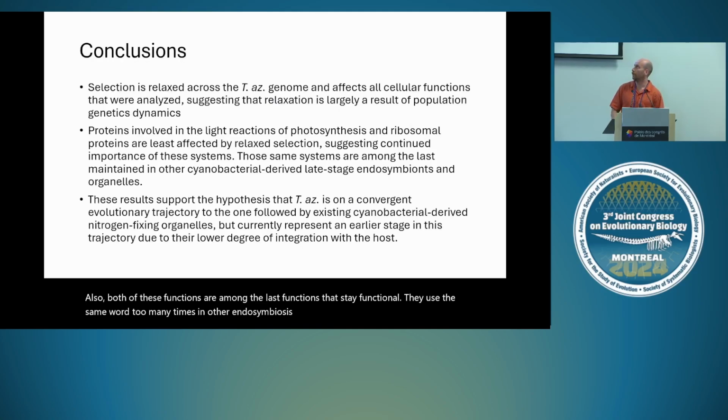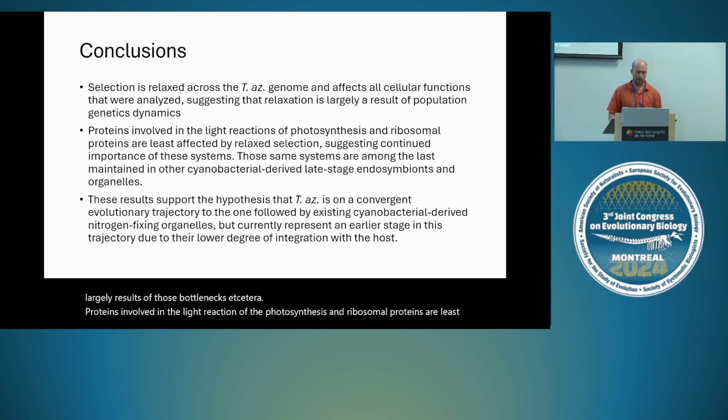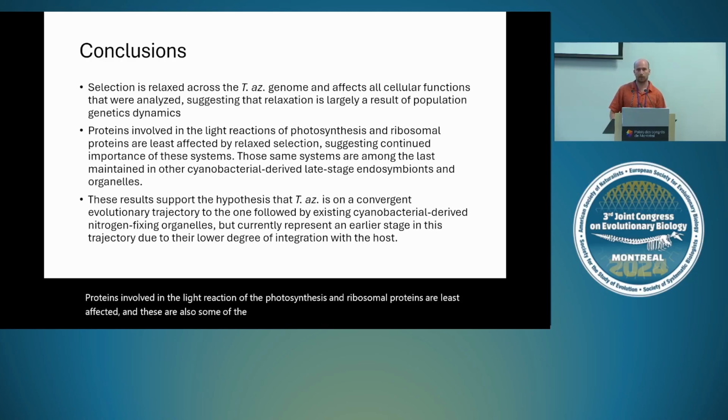So in conclusion, selection is relaxed across the trichromacezola genome and affects all cellular functions, suggesting that relaxation is largely a result of those bottlenecks, et cetera. Proteins involved in the light reactions of photosynthesis and ribosomal proteins are least affected. And these are also some of the most functional functions in other endosymbionts. This supports the hypothesis that trichromacezola is on a convergent evolutionary trajectory to those of the other intracellular endosymbionts.